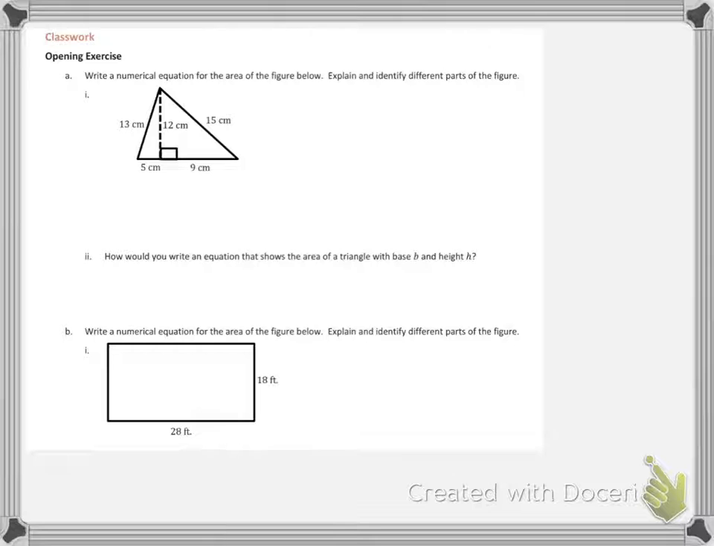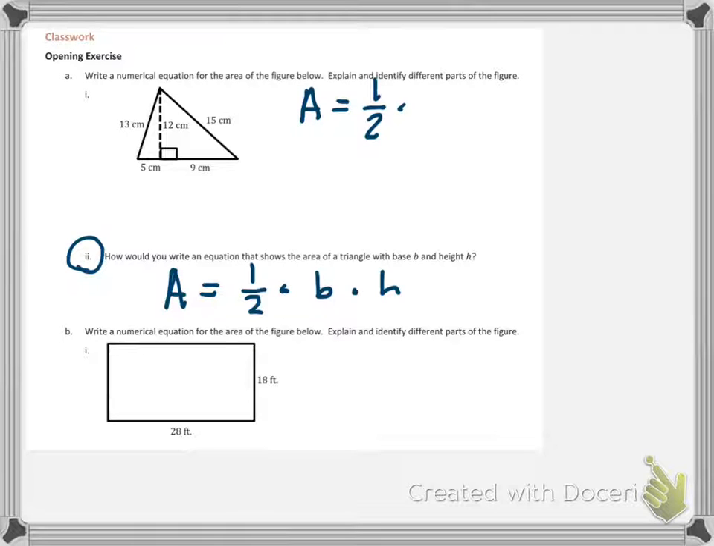All right, in the opening exercise, we have to find the area of this triangle. And you remember from past lessons that we find... well, I'm going to answer question 2 here first. The area of a triangle is 1/2 times the base times the height. So 1/2 times the base times the height. So in finding the area of this triangle, in question 1, we're going to say that the area is equal to 1/2 times the base.